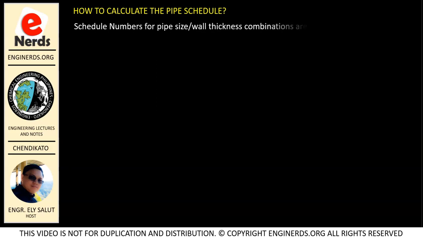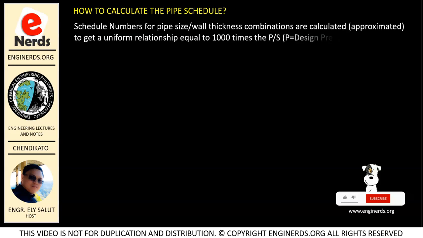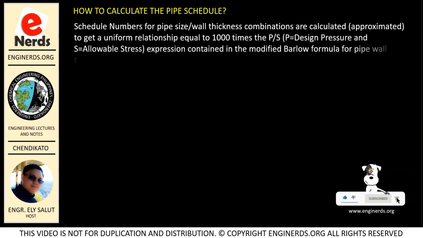So, our question now is how to calculate the pipe schedule. So, ito na yung gagamitin nating formula or equation in order to solve yung problem na pinakita natin kanina. The schedule numbers for pipe size or wall thickness combinations are calculated or approximated to get a uniform relationship equal to 1,000 times the ratio of the design pressure and the allowable stress. The expression contained in the modified Barlow formula for pipe wall thickness.